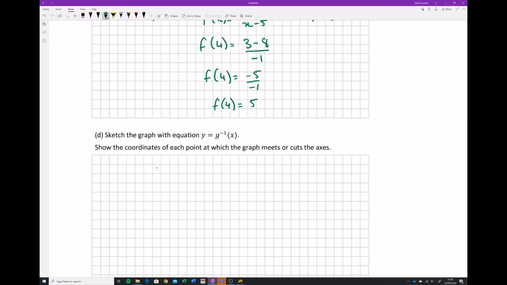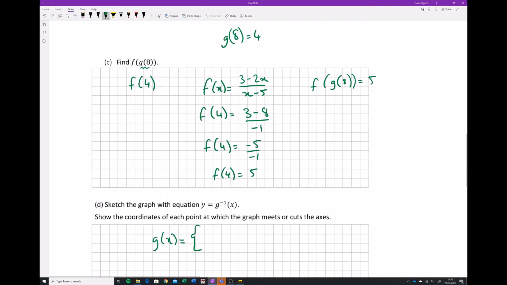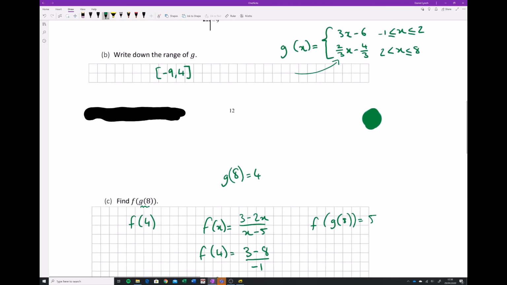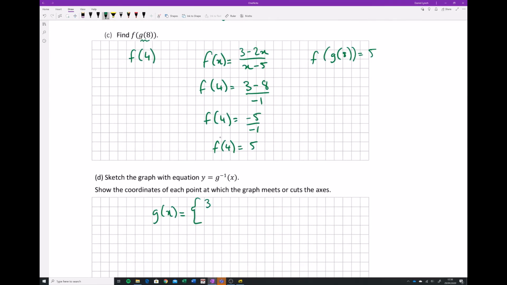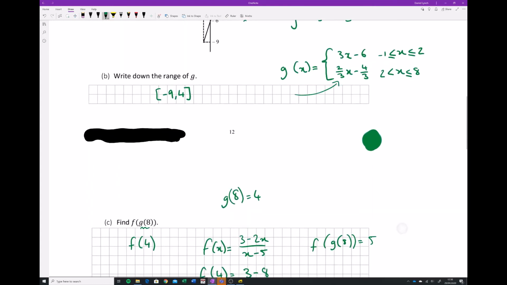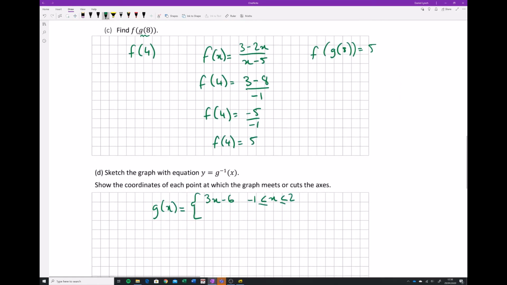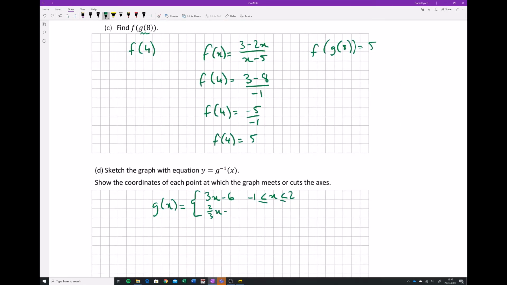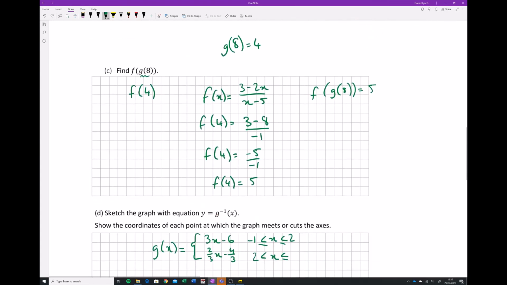First of all, what is g of x? I'm going to write down both things here. It was, first of all, 3x minus 6 when x is between, I think it was -1 and 2. We can change that if we need to in a second. Then 2/3 x minus 4/3 when x is between 2 and, what was it, 8? Yeah.